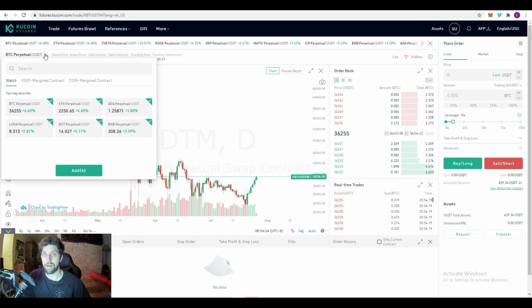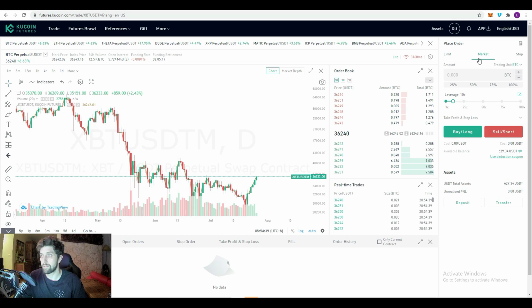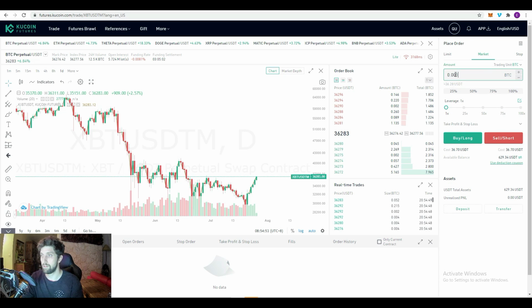Now they have a massive list of projects you can choose from: Ethereum, ADA, Matic, you name it, that's probably on here. So for the test run, we're going to place an order through market, which means it's going to buy at the exact value that the market is holding it instead of actually waiting for a buy limit. You can do either one, but for the sake of the video, we want to get in as fast as possible. Now let's say we put 0.001 Bitcoin.